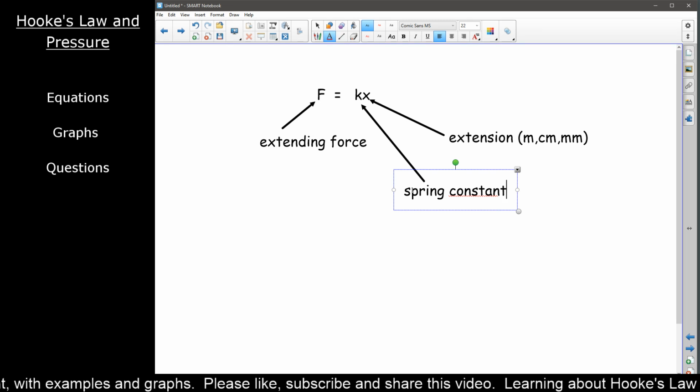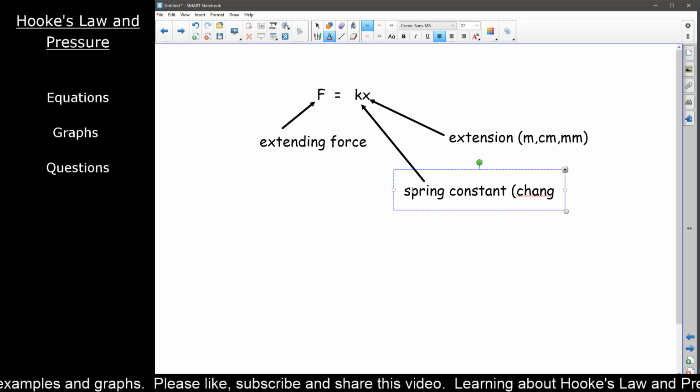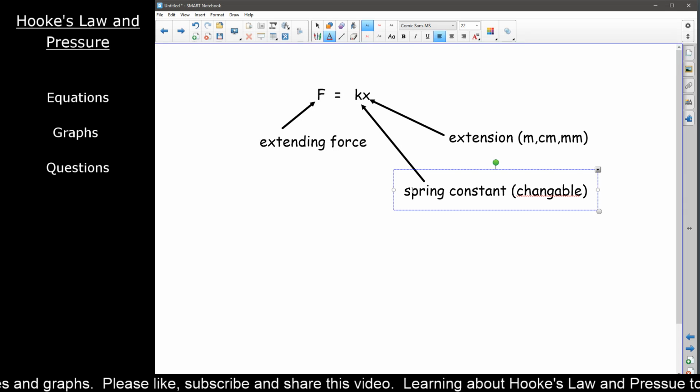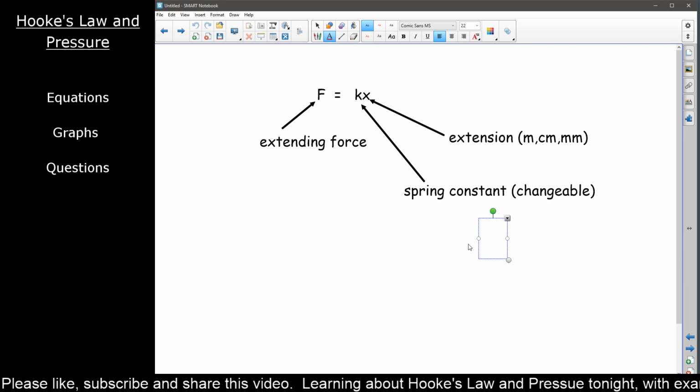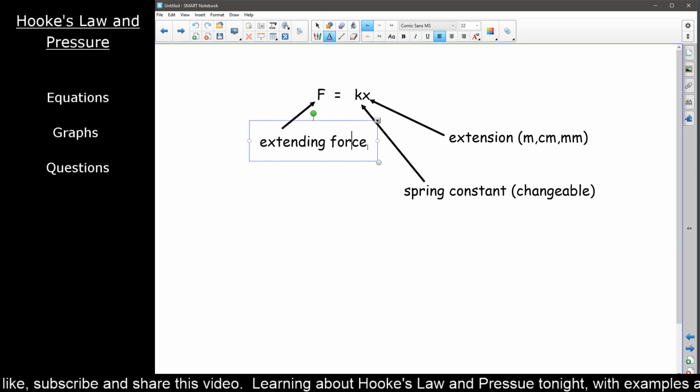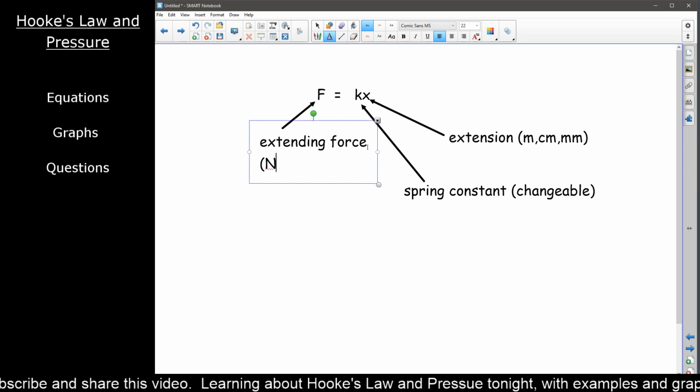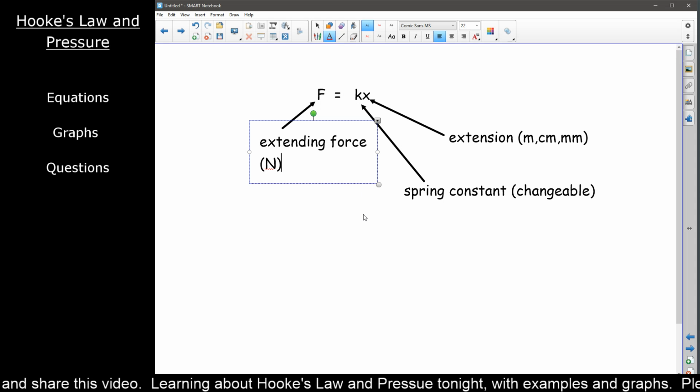The units for this are changeable. Oh, the d in there, thank you. Okay, spring constant is changeable, depends on the unit that you're using. Force is obviously in newtons, has to be, that's kind of a definition of it.